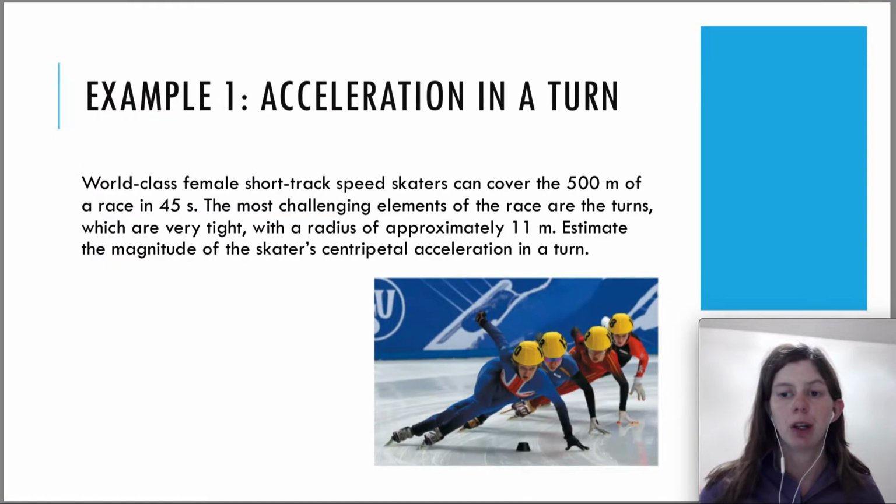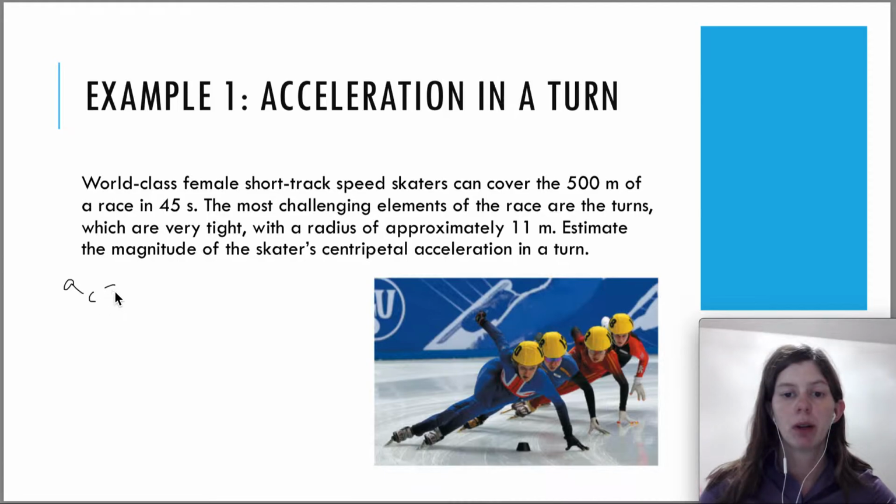Let's finish this video with a quick example, just using the equation for centripetal acceleration. World-class female short track speed skaters can cover the 500 meters of a race in 45 seconds. The most challenging elements of the race are the turns, which are very tight, with a radius of approximately 11 meters. Estimate the magnitude of the skater's centripetal acceleration in a turn.